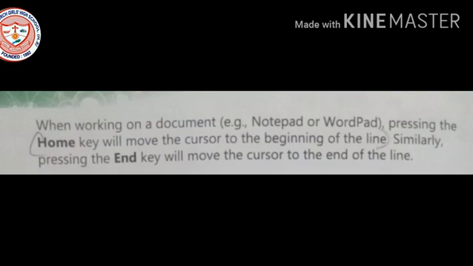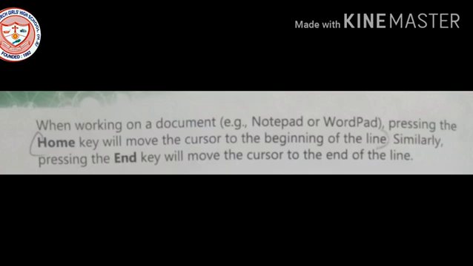So what is the difference between the home key and the end key? When we press the home key, the cursor moves to the beginning of the line, and when we press the end key, the cursor moves to the end of the line. This is the only difference between the home key and the end key. Now you have understood it. So, home key and end key: they are other important keys present on the right side of the keyboard.